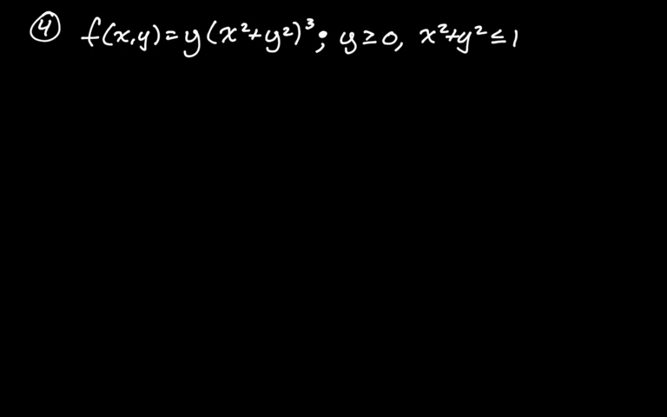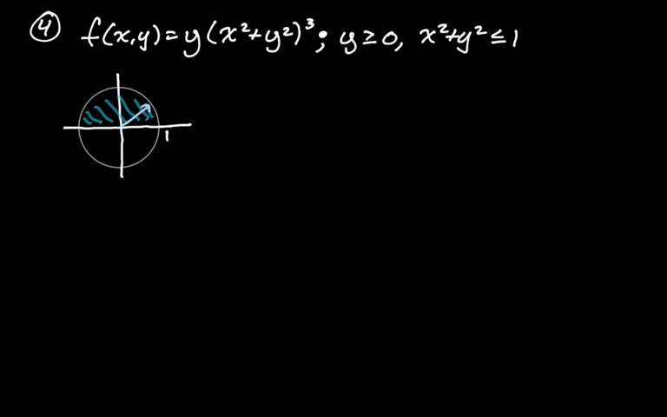Y times x squared plus y squared cubed. Y is greater than or equal to 0. X squared plus y squared is less than or equal to 1. Okay, so let's sketch the region. So we get a circle of radius 1. Y is supposed to be greater than or equal to 0, so we just get like this top part. And then the radius is 1.